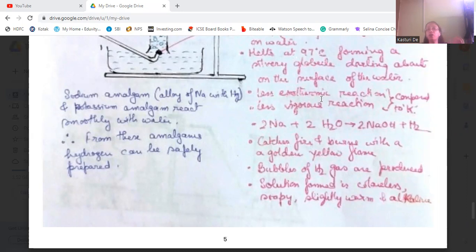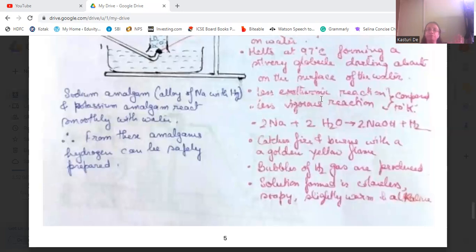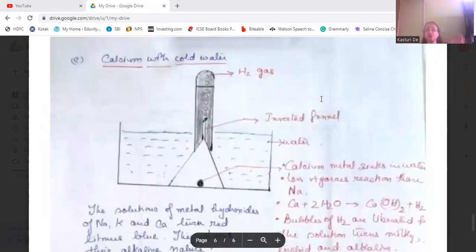That's why sodium amalgam and potassium amalgam are used. That is an alloy of sodium with mercury or potassium with mercury, which reacts smoothly with water. And from these amalgams, hydrogen can safely be prepared. Next, we come to calcium with cold water.